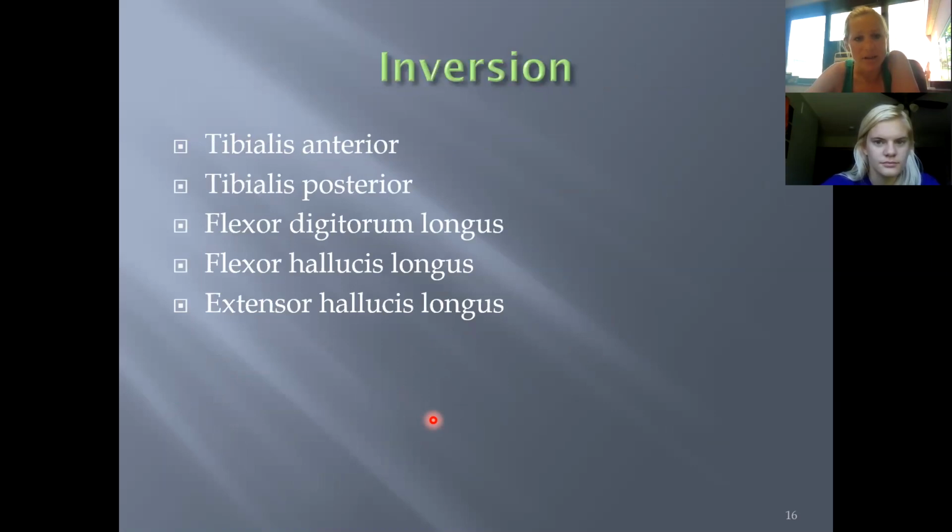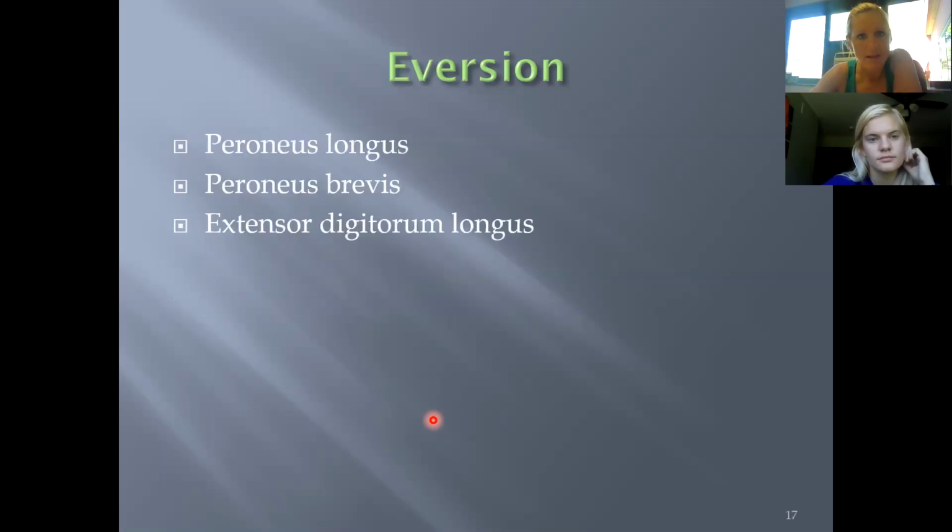Inversion, so again, the tibialis muscles, and then the hallucis muscles. So again, think about more on that medial side of the lower leg, and those will help with that inversion process. Eversion, again, think about the muscles that are more lateral in nature. So again, they're in that lateral compartment, the peroneus muscles.